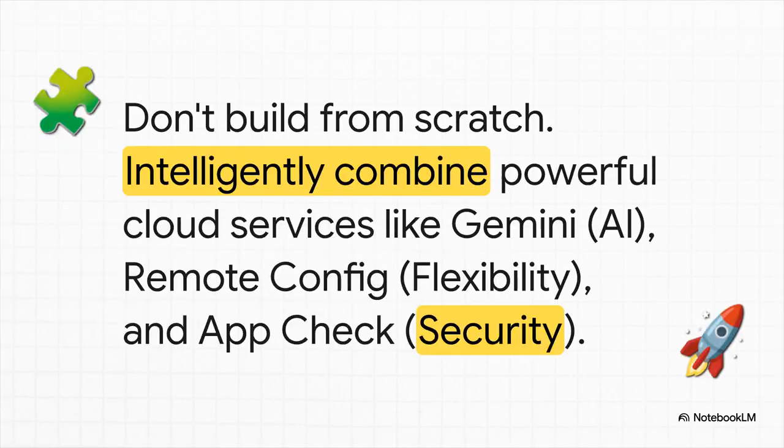So when you put all these pieces together, you start to see the real blueprint for building a modern AI app. The genius today isn't about building every single component from scratch. It's about intelligently combining these incredibly powerful, off-the-shelf cloud services. You use something like Gemini for the AI brain, Remote Config for that crucial flexibility, and App Check for security. That's the recipe for building something new and innovative.